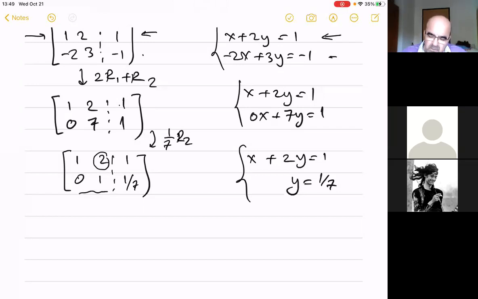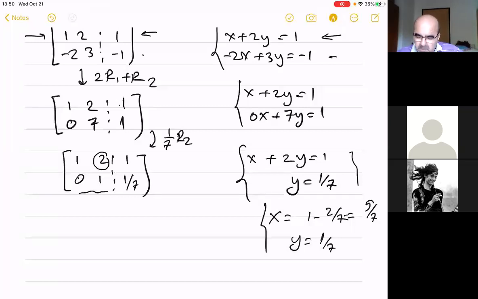So in this equation, if you multiply the second equation by -2 and add the first equation, what do we get? It is x is equal to 1 minus 2 over 7, which is 5 over 7. And y is 1 over 7. So the solution becomes 5 over 7, 1 over 7.